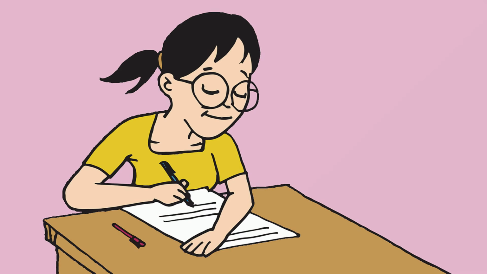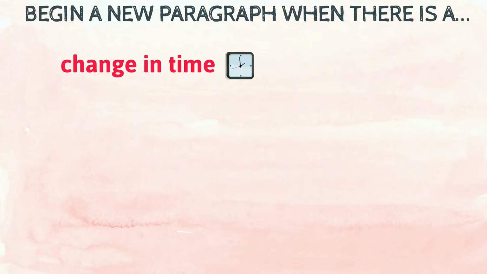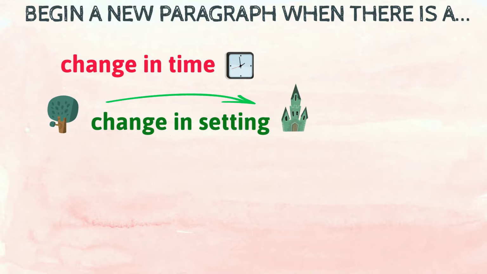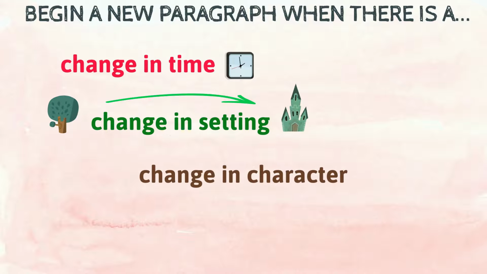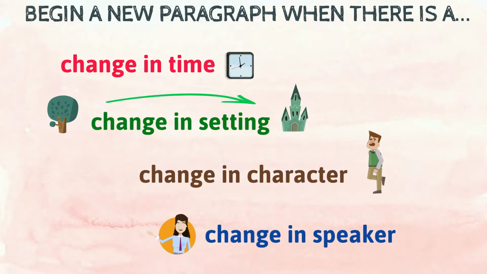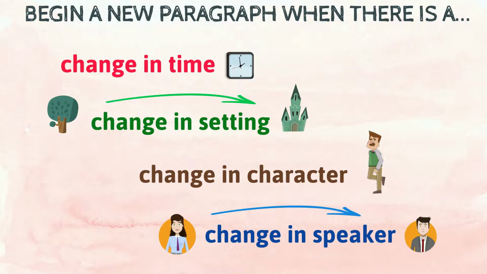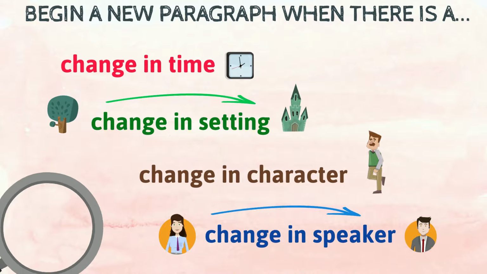So when you're writing your stories, when exactly do you start a new paragraph? Begin a new paragraph when there is a change in time, a change in setting, a change in character, and finally, a change in speaker. Let's look at each of these in a little bit more detail.